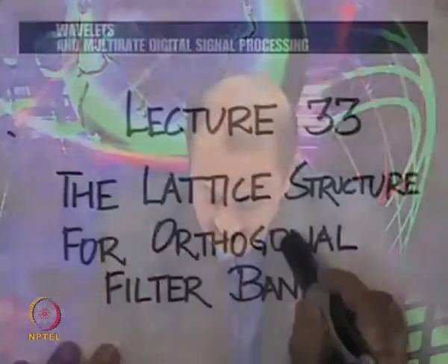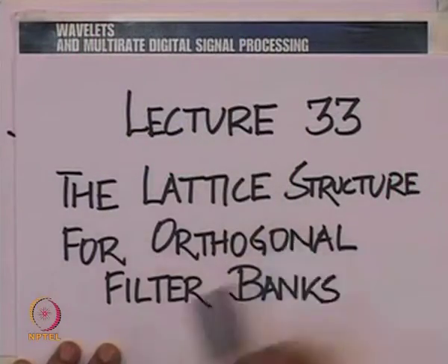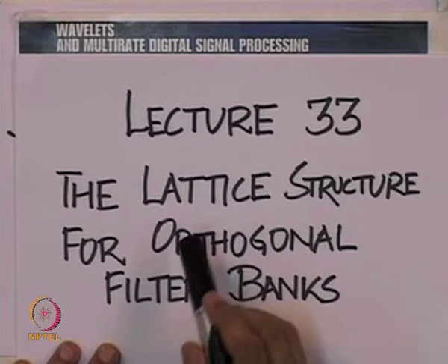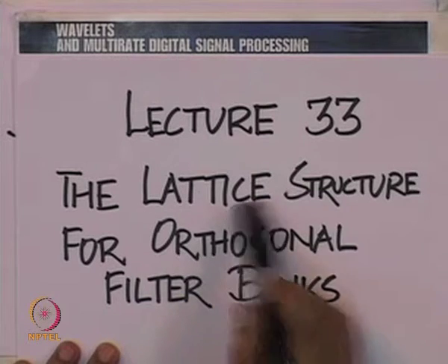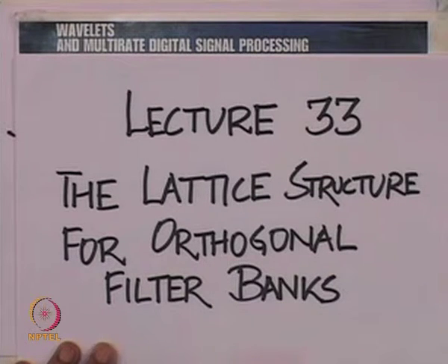Now, we had also hinted in the previous lecture that the same noble identities could also be used to bring in computational efficiency, and in fact, we are going to build on that idea in greater depth today. And therefore, in the lecture today, we shall be looking at a structure which makes it efficient to realize orthogonal filter banks, called the lattice structure.